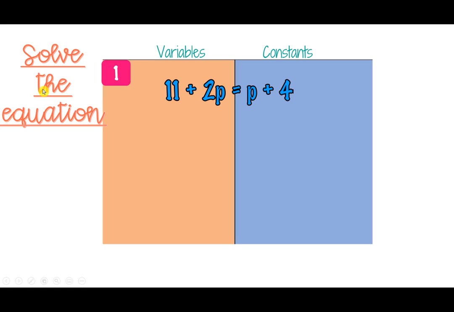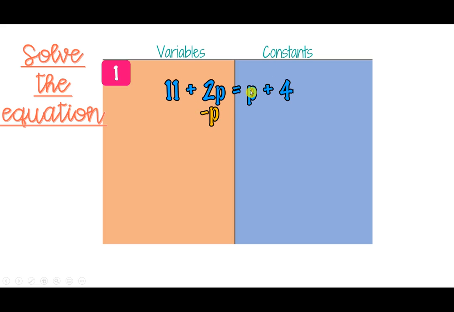So my first example, we have 11 plus 2p is equal to p plus 4. The objective is to solve for the variable, but I need to get the variable on one side of the equation, but I have it on two sides of the equation. Well, I also have constants on both sides of my equation too. So I'm going to perform inverse operations because I want to move my variables to one side and my constants to one side. I can't just pick them up and move them because I want to. So we've got to use inverse operations.